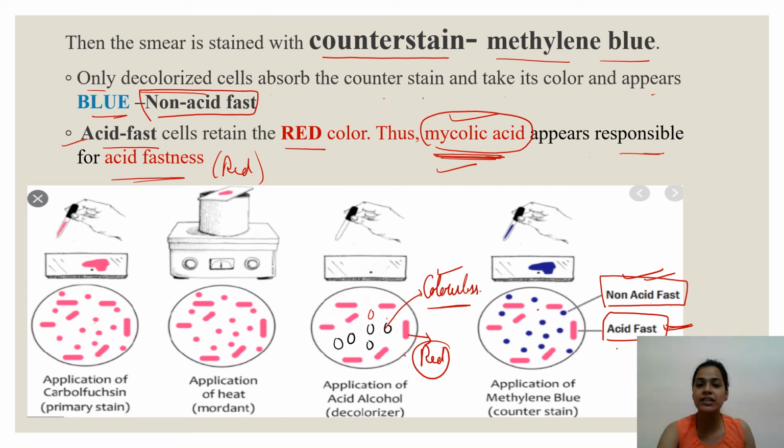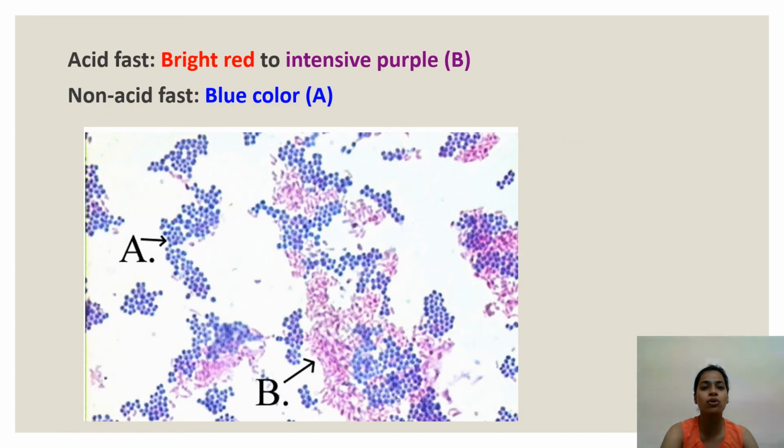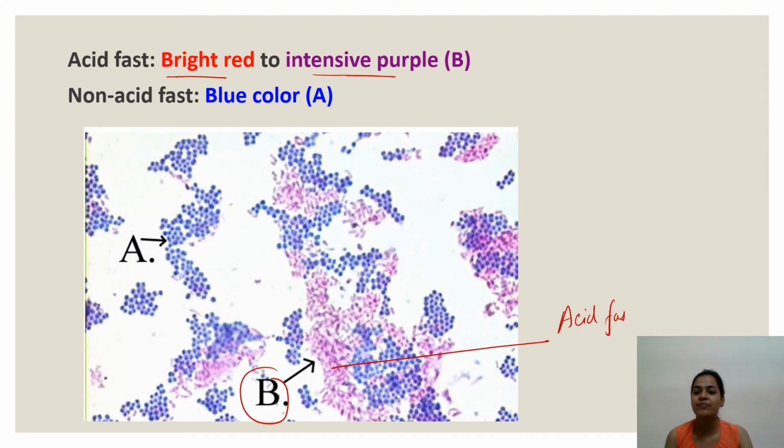After this we are going to give a wash to the slide, and then again we will see it under the microscope. So this is how we can see if we have a mixed culture. You can see the reddish ones, which can appear from bright red to intensive purple, this B category. These are the acid fast cells. They have retained the primary stain throughout the procedure.